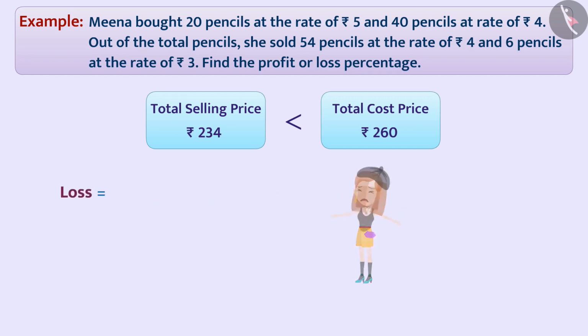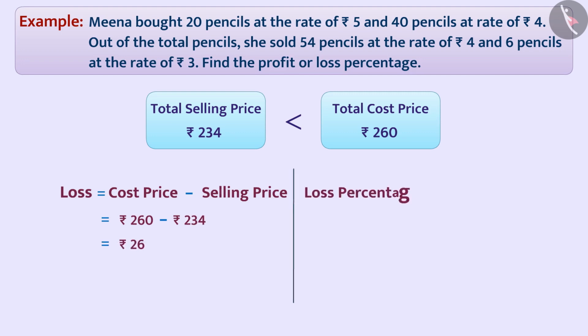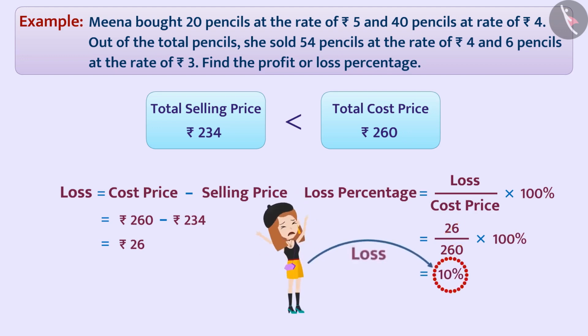Since loss is equal to cost price minus selling price, that is CP minus SP, which is equal to 260 rupees minus 234 rupees, which is equal to 26 rupees. Loss percentage is equal to loss divided by cost price multiplied by 100%, which is equal to 26 divided by 260 multiplied by 100%, which is equal to 10%. That is, Meena incurred a loss of 10%.